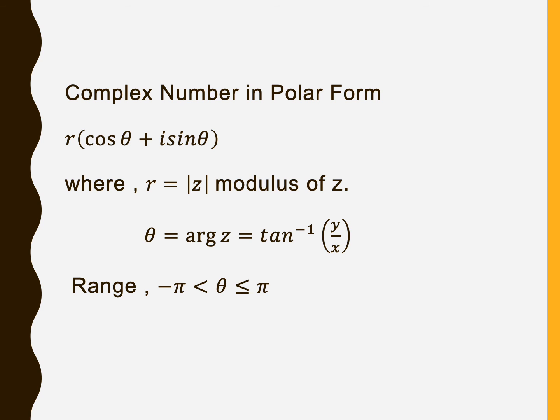A complex number can be written in polar form like r bracket cos theta plus i sin theta, where r is the modulus of the complex number z and theta is the argument z, equal to arctangent y over x, where the range of theta is between negative pi and pi.